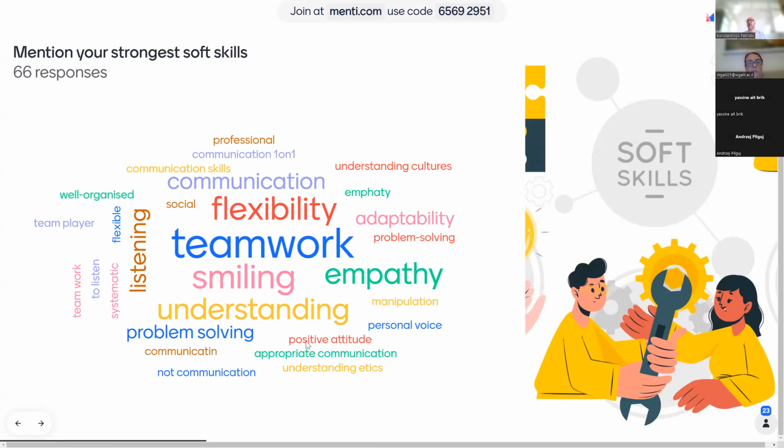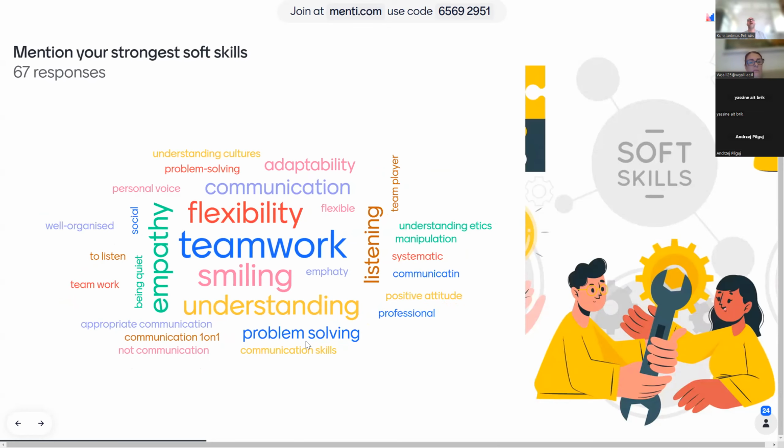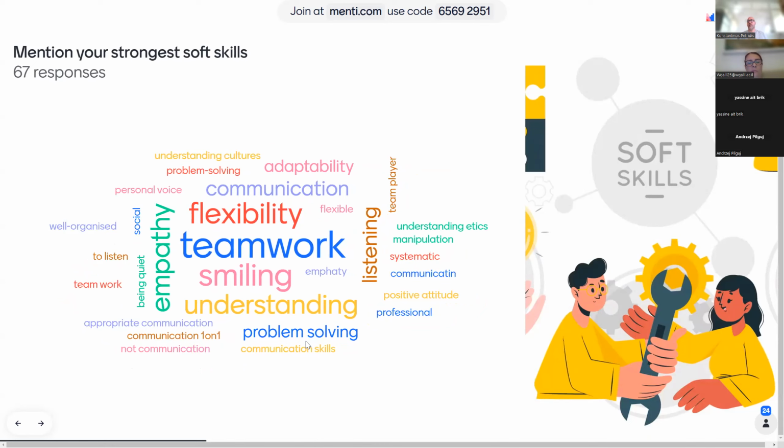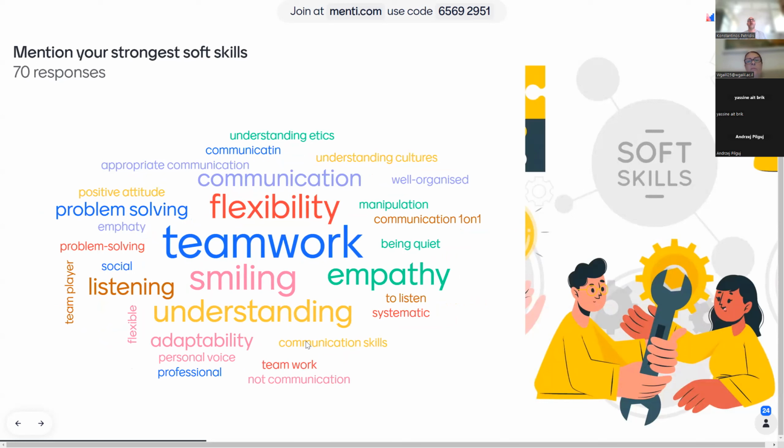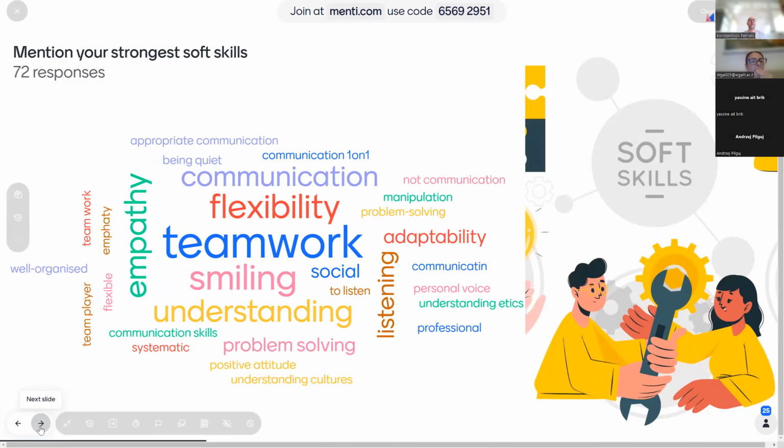Smiling, very important. How can I say? Manners, also I read that it is a part of the soft skills. Manners is something that all the teams, all the industries and companies appreciate a lot. And it's something that companies used to say they suffer from.